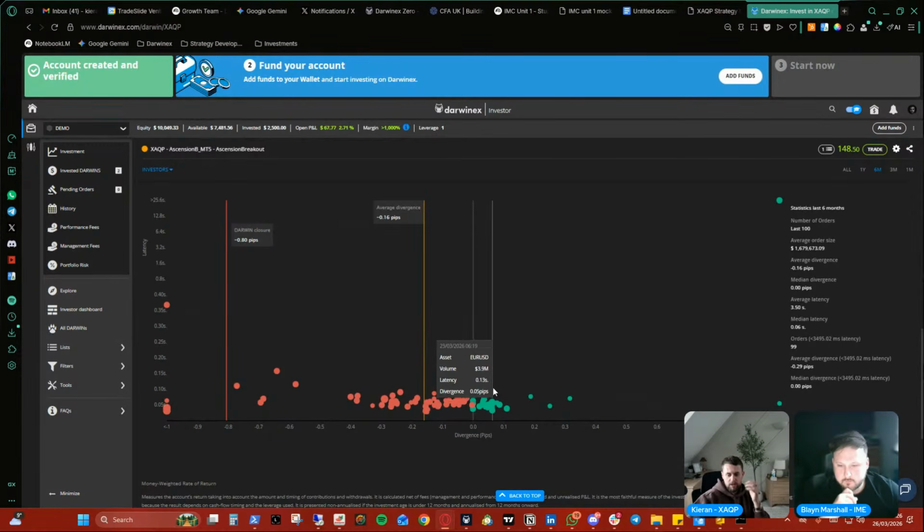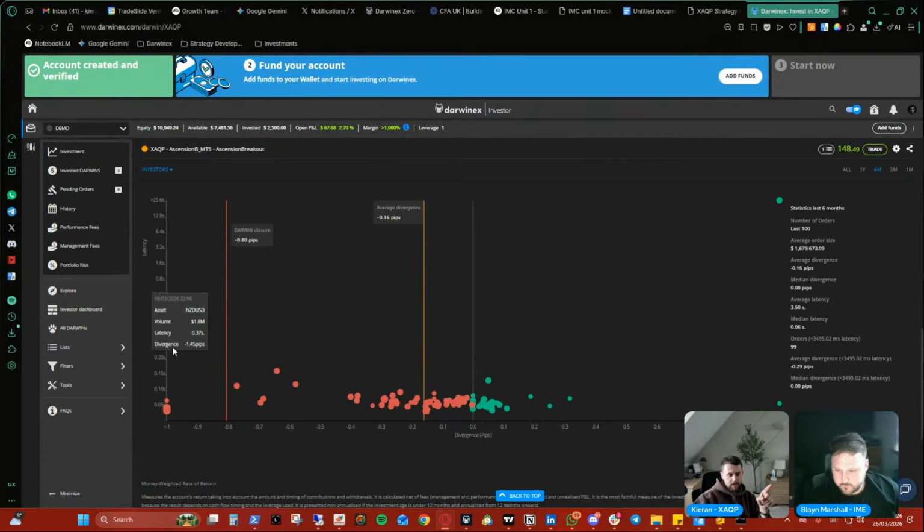The green dots are where your trades have been positively slipped, so an investor experienced a better fill price than you did. And the red dots are where an investor, which is true investor capital in Darwinex, so that's what we're taking here as the measurement, has experienced a worse fill than you have as the trader. Now you can see my average divergence is at the moment minus 0.16 pips. So that's on average how poor the fills are for my investor, which isn't too bad.